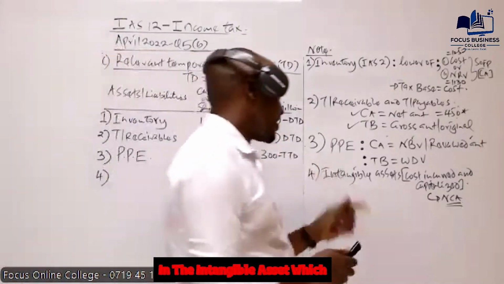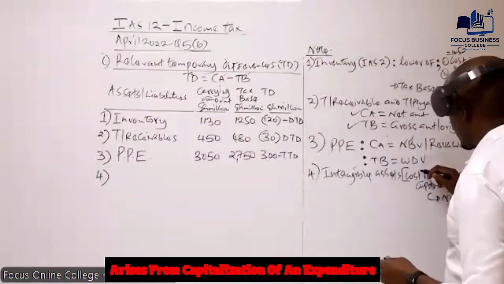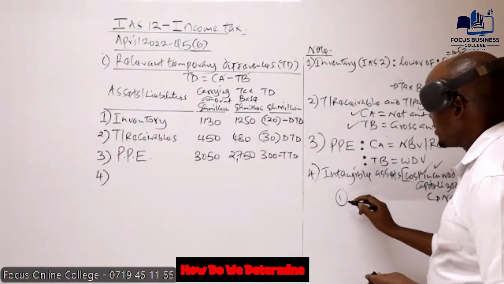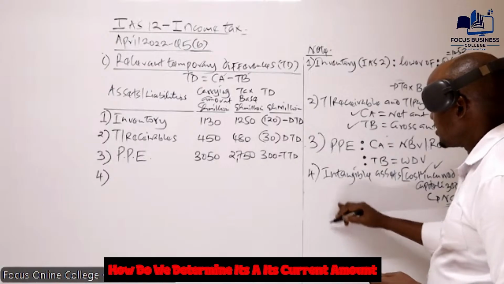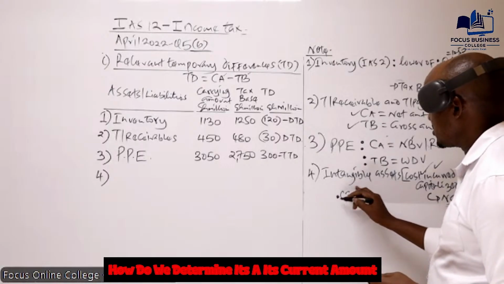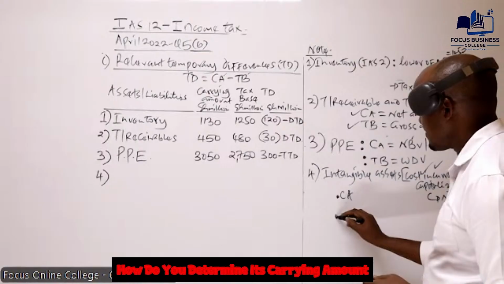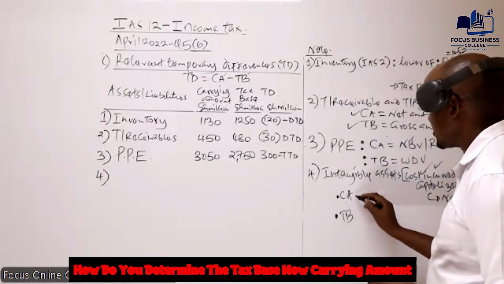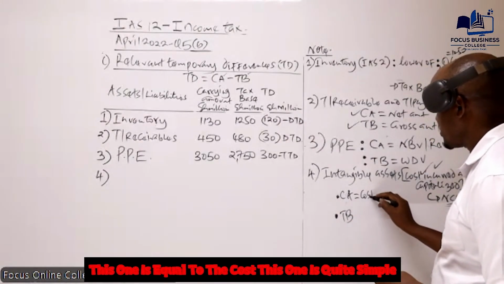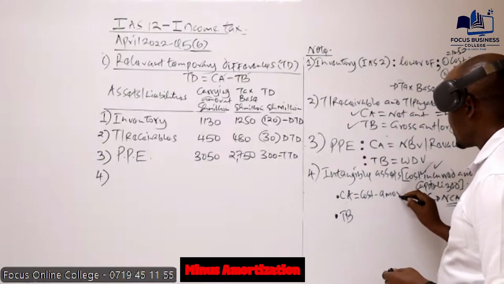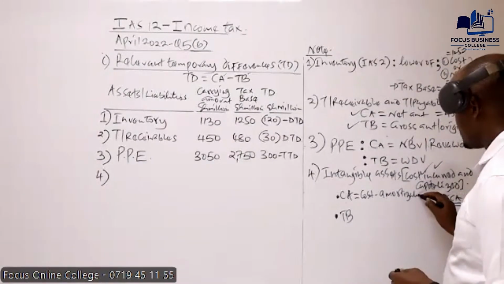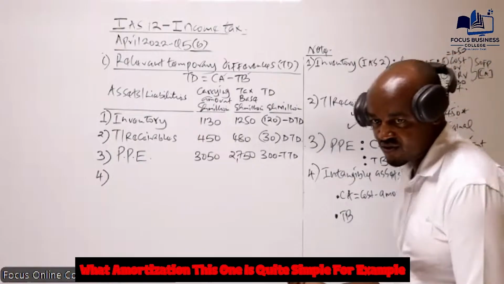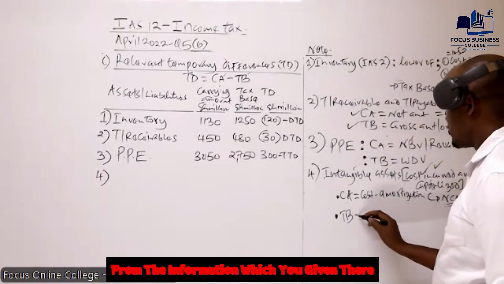So for any intangible asset which arises from capitalization of an expenditure, how do we determine its carrying amount? How do we determine the tax base? Now, carrying amount is equal to the cost minus amortization. This one is quite simple, for example, from the information which you're given there.